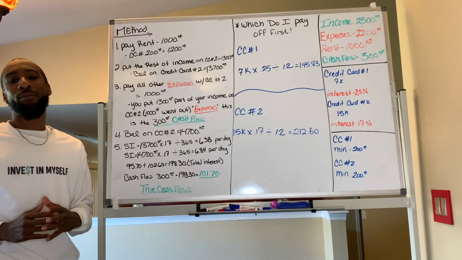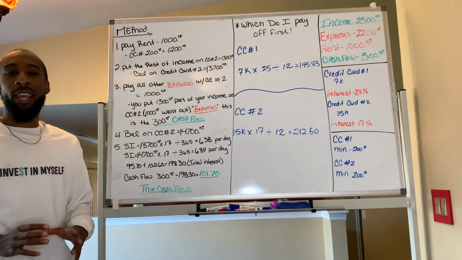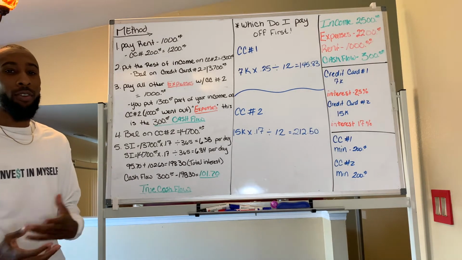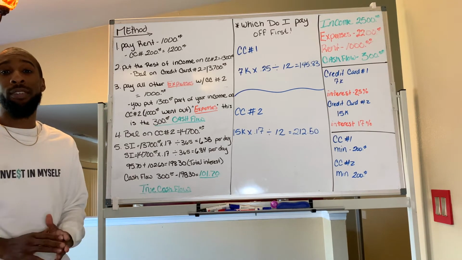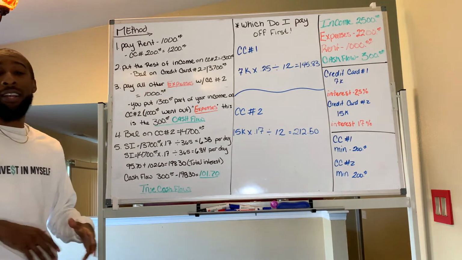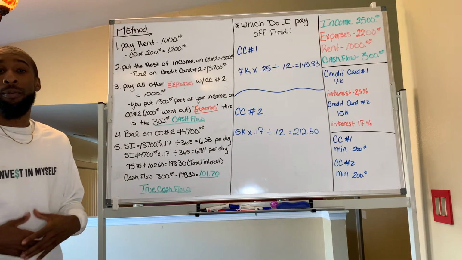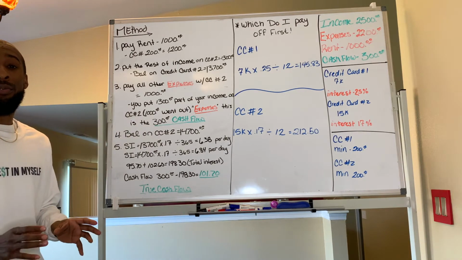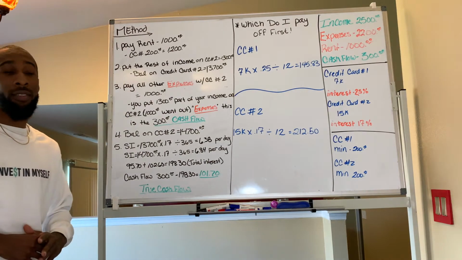All right, now since we figured out which credit card to pay off, let's quickly look at the method on how we're going to be paying this off and how to figure out what the true cash flow is. Because on paper, the $2,500 we get minus the $2,200 in expenses equals $300 cash flow, but we don't know the interest being charged. We have to minus that here. So let's go to the method.